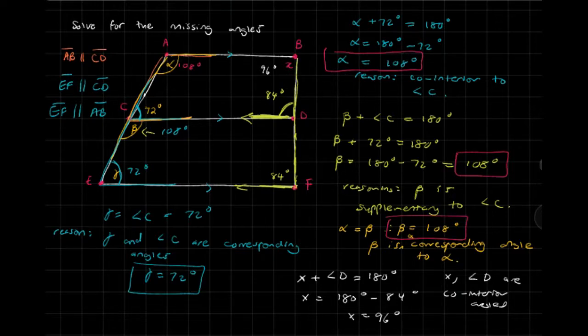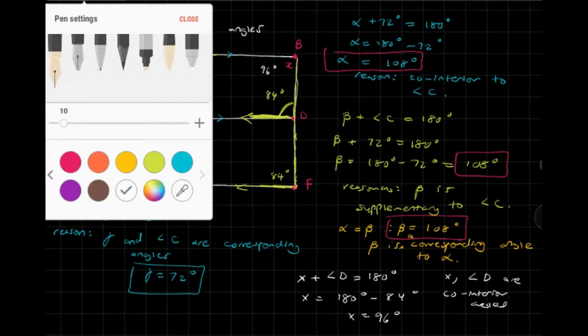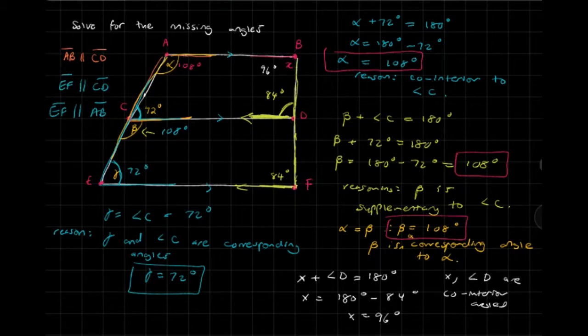Right, so you can use the same idea here, and you can see that they're co-interior because they create this C shape. Okay, so we basically solved all our variables, and that's really how you can use these angle properties to get some information on missing angles.